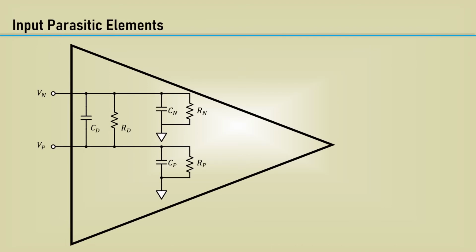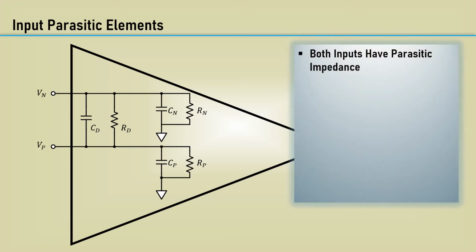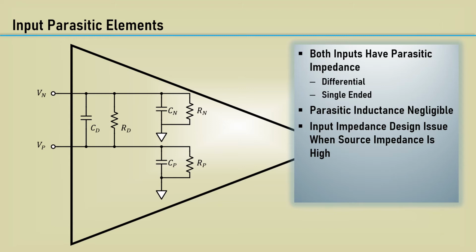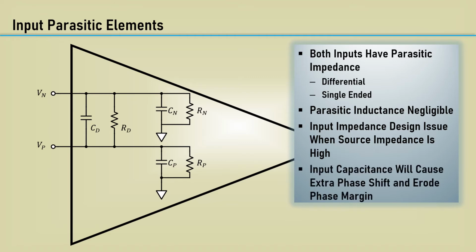Next up is the input parasitic elements. Both inputs of the op-amp have parasitic impedances, both differential and single-ended. The inductance is not specified and is negligible at the frequencies that op-amps operate on. Input impedance is a design issue when the source impedance is high. Perhaps most important is the input capacitance will cause extra phase shift in the loop and will erode phase margin.